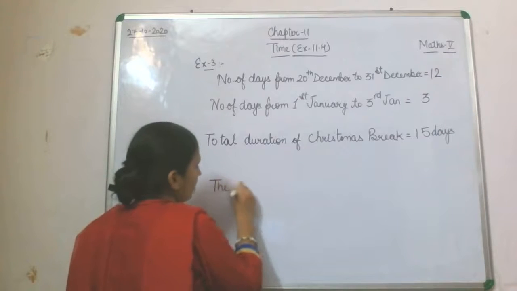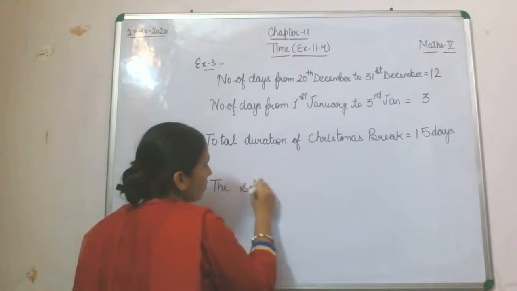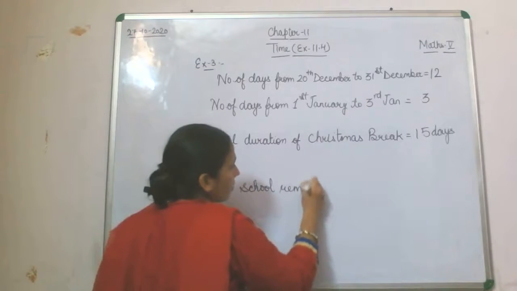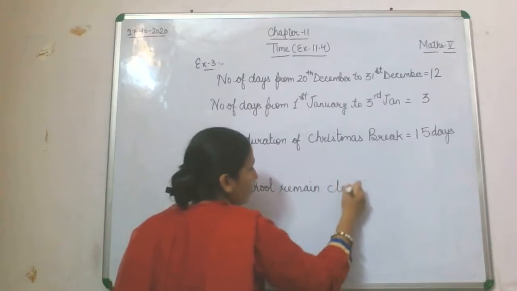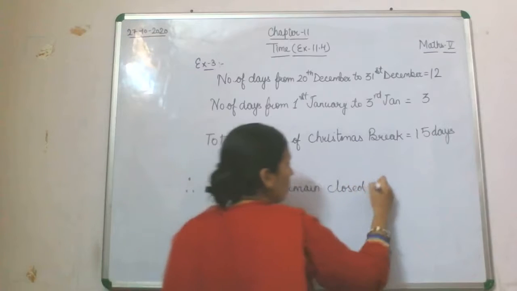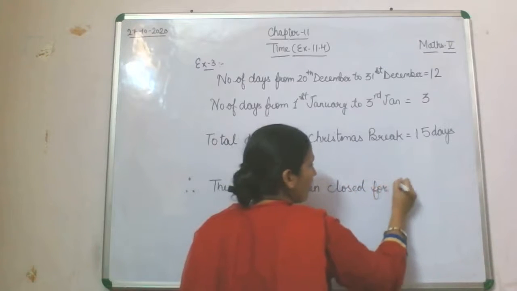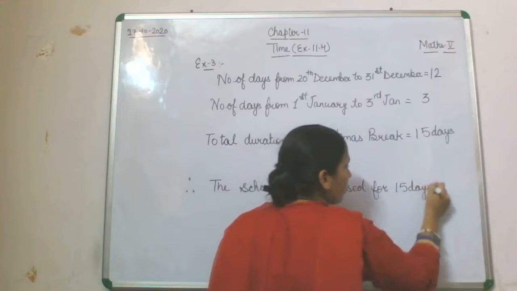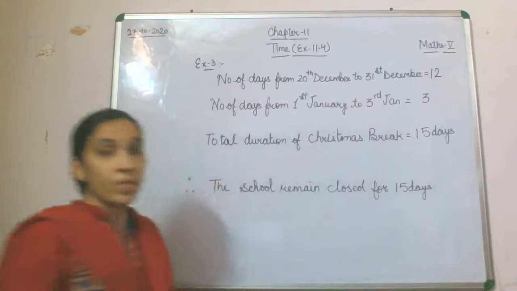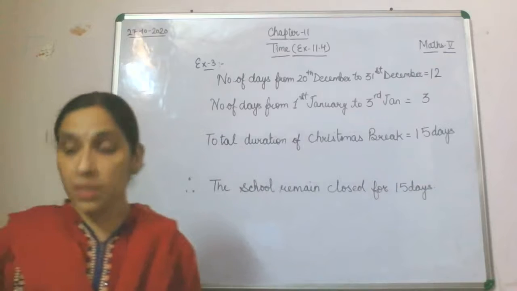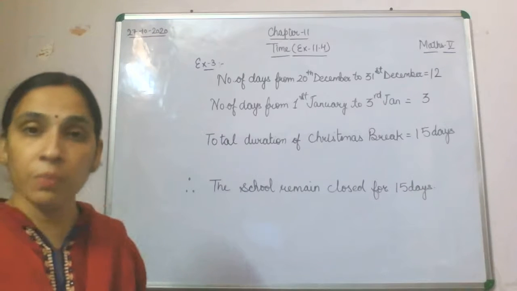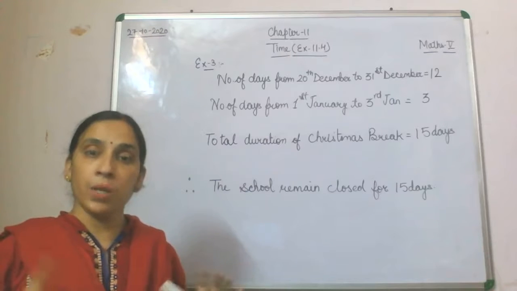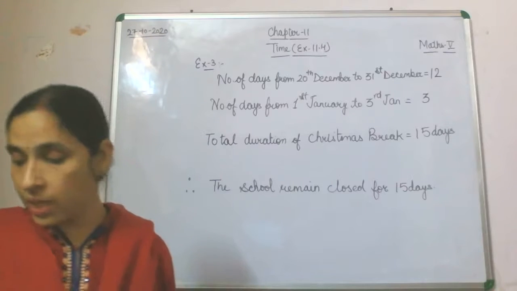Therefore, the school remains closed for 15 days. This is your question. This is your example 3. Why am I taking the example first? So that the concept will be clear, and then we are going to take questions from the exercise related to this.